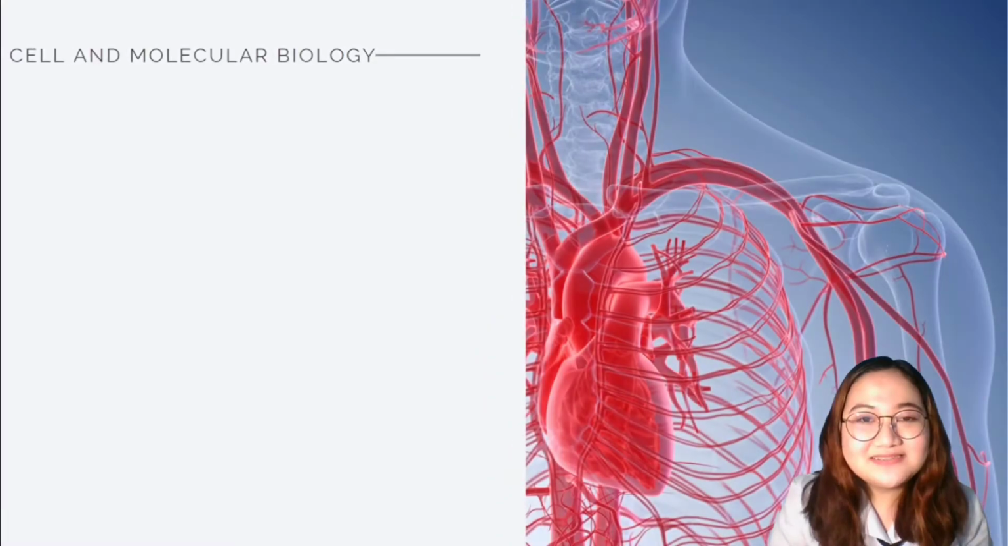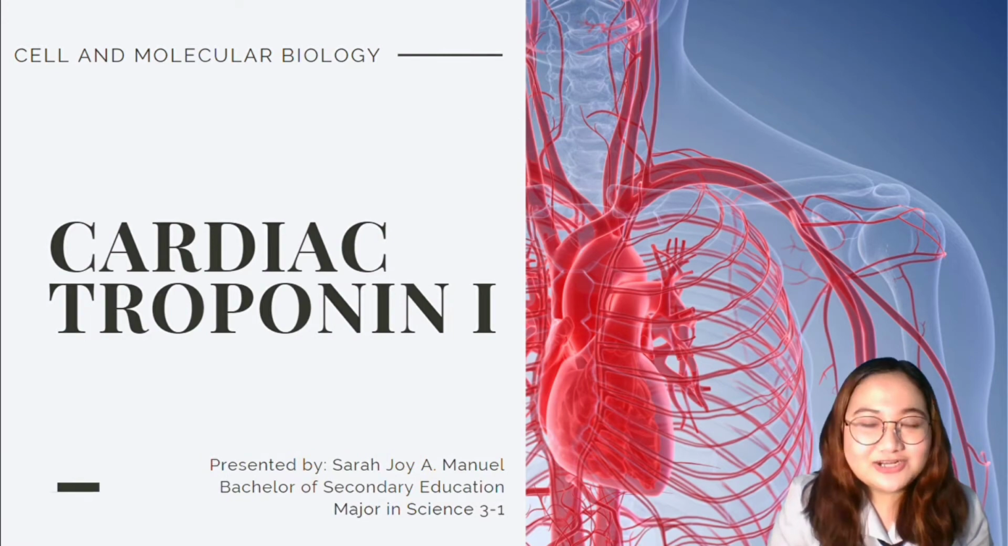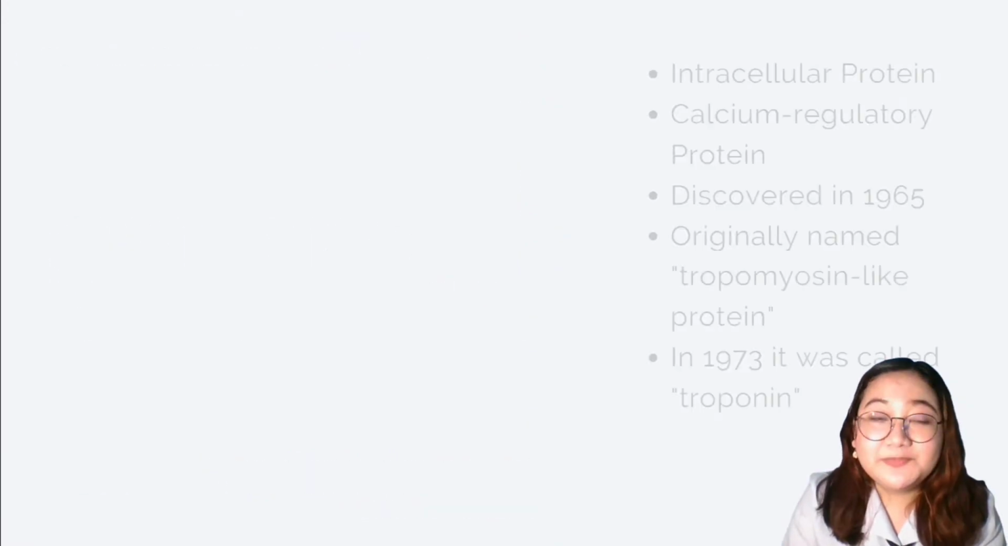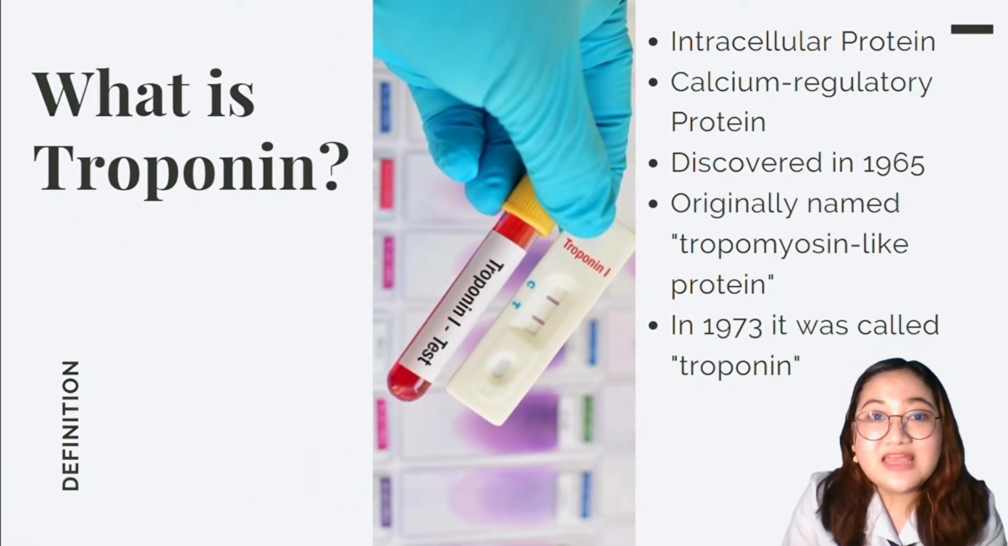I am Sarah Manuel, and today we will learn about cardiac troponin I. Troponin is an intracellular protein that plays an important role in regulating striated muscle contraction. It is a calcium regulatory protein for the calcium regulation of contractile function in skeletal and cardiac muscles.